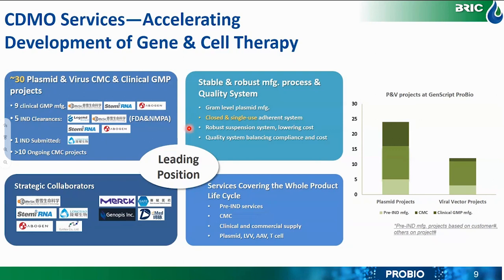the clinical trial. Currently, on this platform, we have more than 30 plasmid and viral CMC and clinical GMP manufacturing projects. For nine of these projects, we have produced material for the clinical trial. Five of them have received IND clearance, IND approval from US FDA and China NMPA. We have one recent submission and will get the IND approval next month. More than 10 ongoing CMC projects will be filed with US FDA and China NMPA in future.